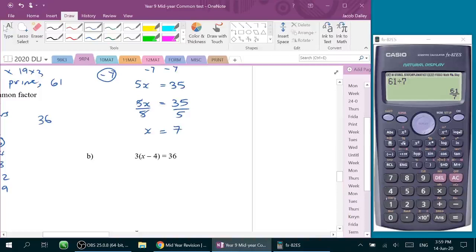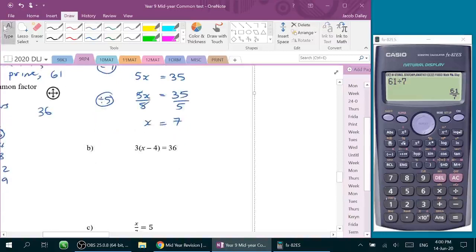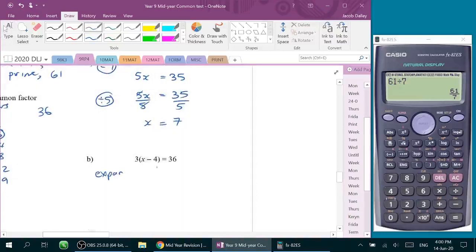Okay, for B, so we had a divide by 5 step there at the end. The first step here is going to be to expand. Whenever you see brackets in algebra, you should expand them. 3x minus 12 equals 36. So remember, this 3 multiplies the x, and it also multiplies the negative 4. So that's 3 times negative 4 gives us negative 12. That's how that came about.